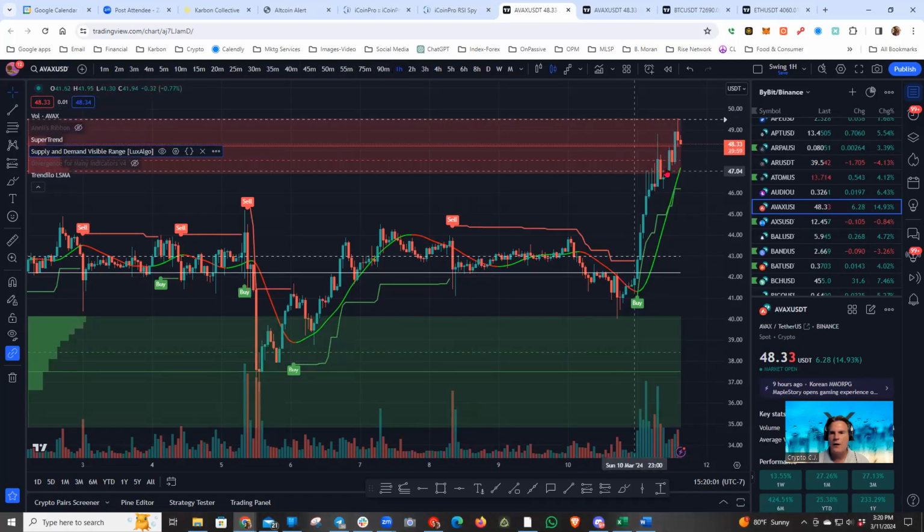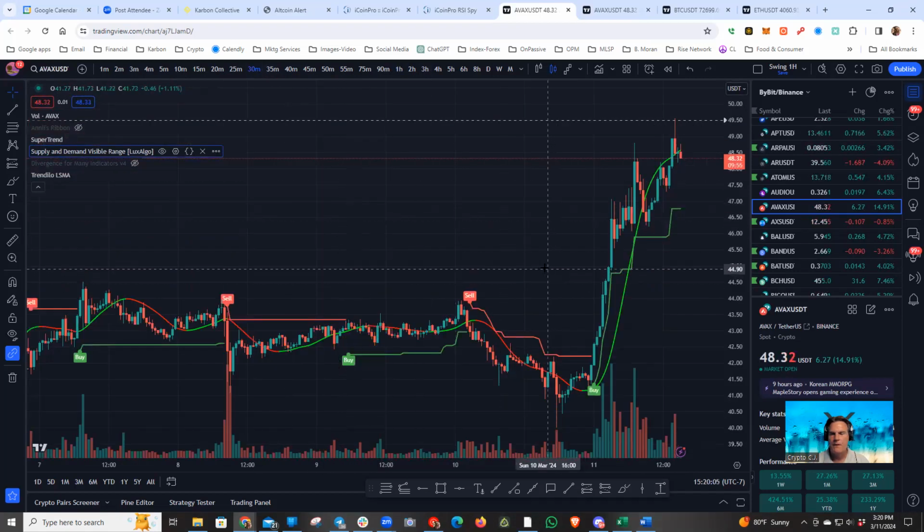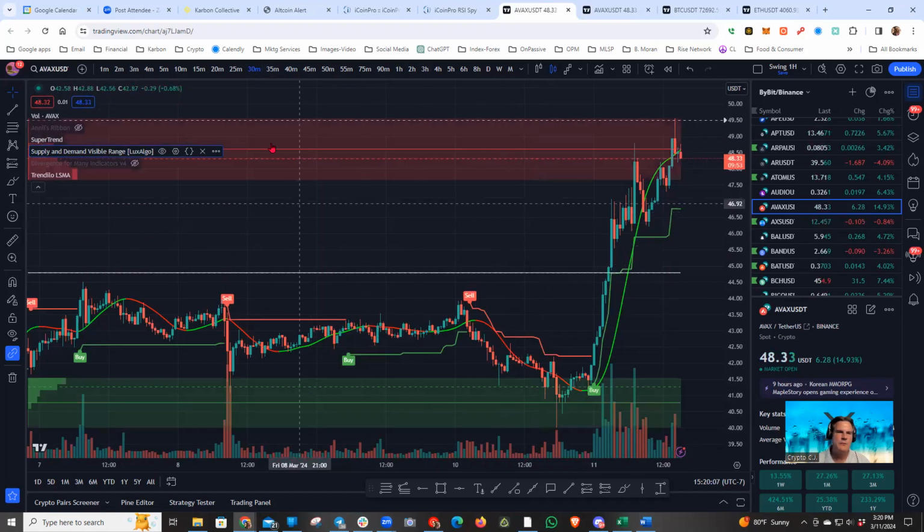So on the hour, we're in the red zone now. Same on the 30-minute. I waffle between the 30-minute and the 1 hour for the alerts I set. On this setup, I've got the same support and resistance range, the supply and demand visible range from Lux Algo. You can get that here.